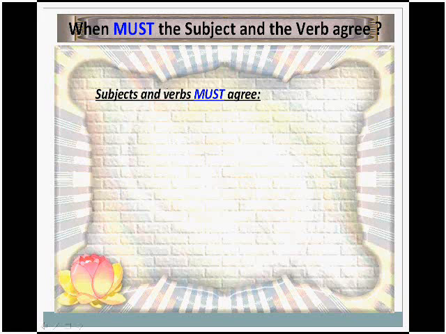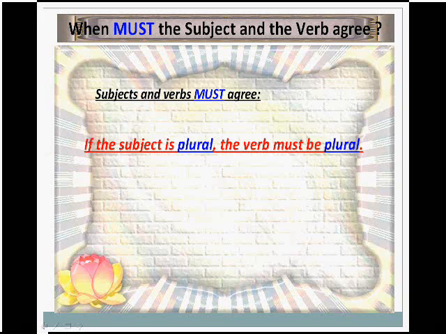Subjects and verbs must agree. If the subject is plural, then the verb must be plural. Okay? So it's not the same as the previous slide. Remember, in the other slide we said that if the subject is singular, the verb should be singular, but here the subject is plural, then the verb should be plural. Let's look at the example.